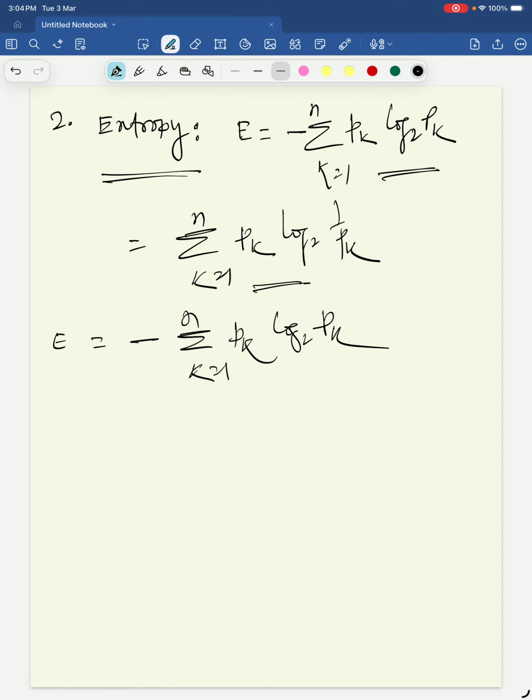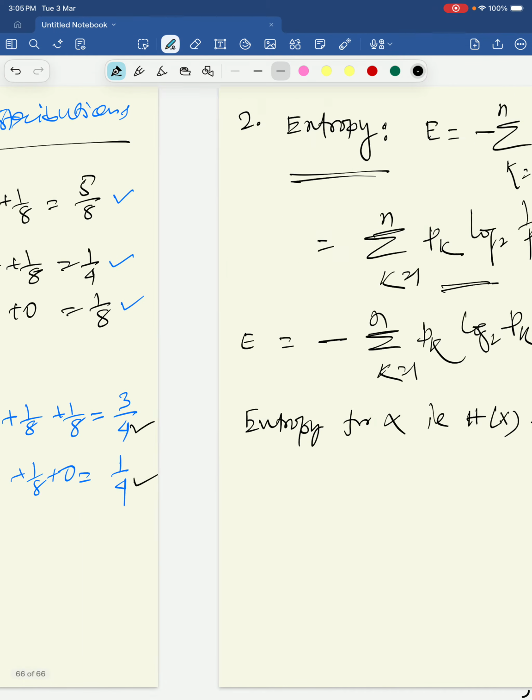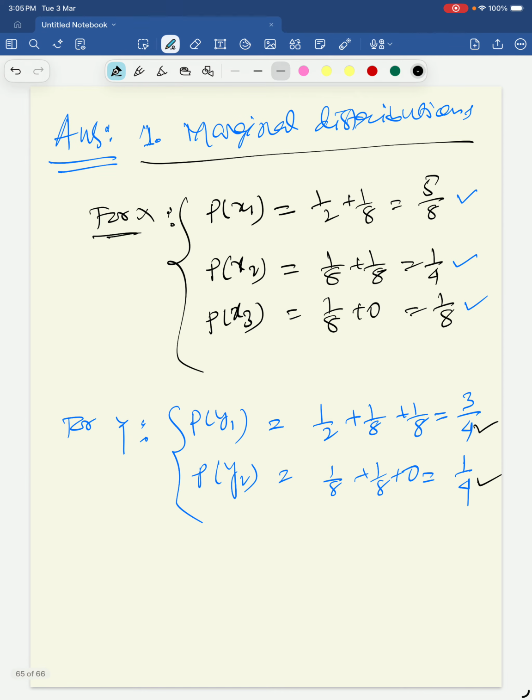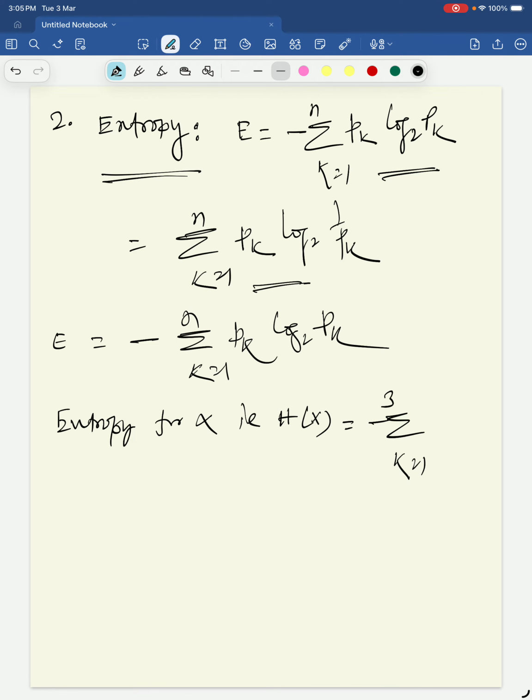So we will find out the entropy of x, that is H of x. That should be minus summation over k equal to 1 to, how many x values are there? 1, 2, 3. So 3 values are there. So minus summation of p_k log to the base p_k.